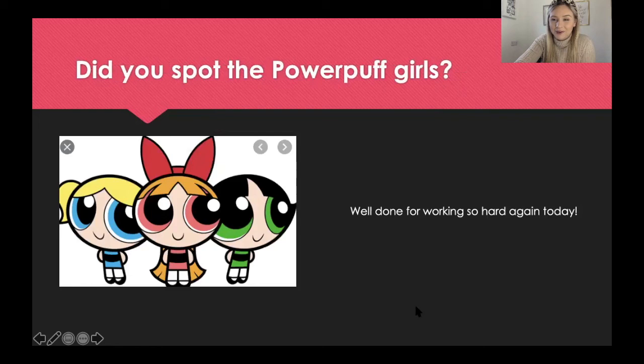Did you manage to spot the Powerpuff Girls? They were hiding somewhere in the slides. I think this one might have been a little bit more tricky because I might have been in the way of them. So have a look and see if you can see them.